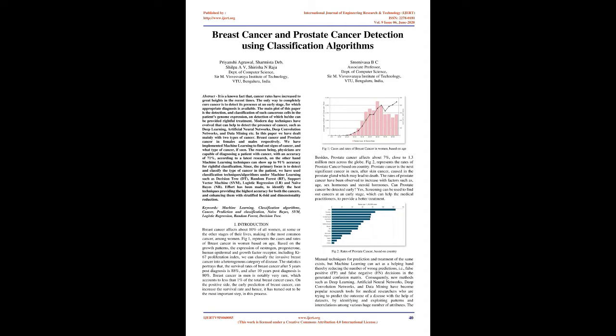Besides, prostate cancer affects about 7%, close to 1.3 million men across the globe. Fig 2 represents the rates of prostate cancer based on country. Prostate cancer is the next significant cancer in men, after skin cancer, caused in the prostate gland, which may lead to death. The rates of prostate cancer have been observed to increase with factors such as age, sex hormones and steroid hormones. Can prostate cancer be detected early?